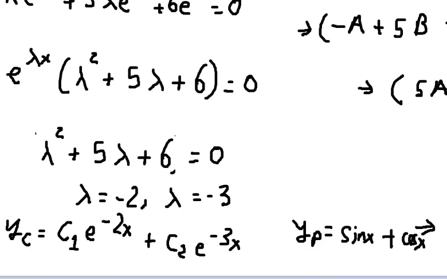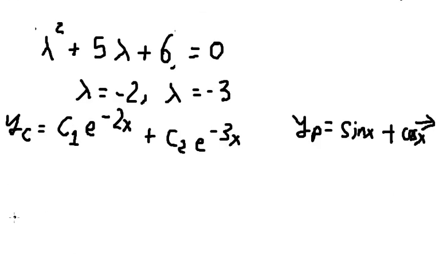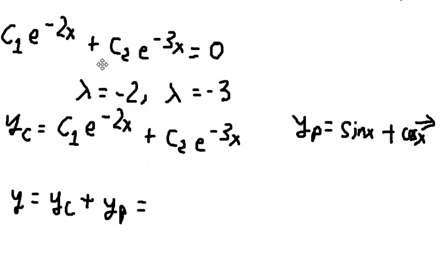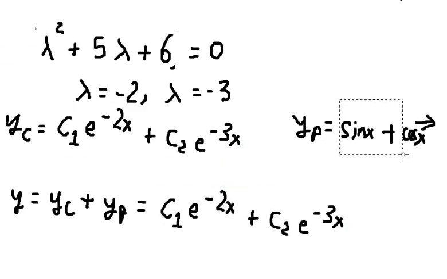So after we have yc and yb, we can get the final answer, that's y equals yc plus yb. So yc, we just have this one in here. And yb, that is this one in here.